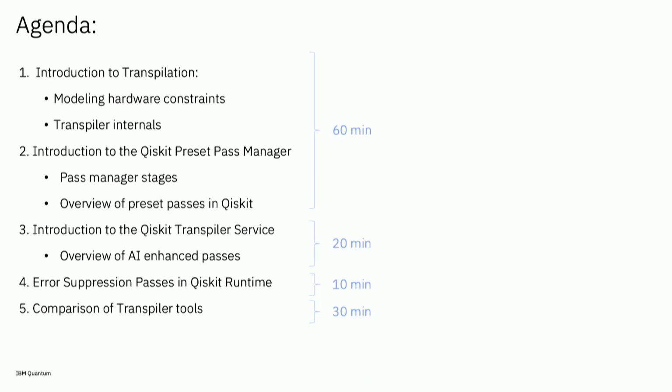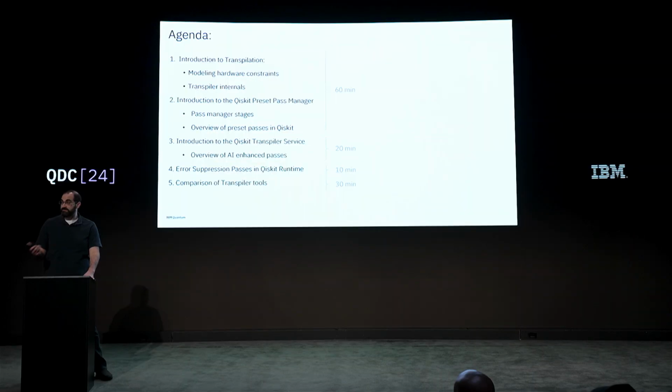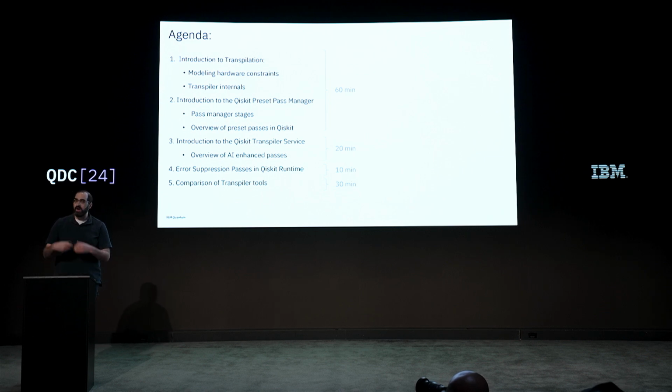So before we get started, here's a brief agenda of what we're going to be talking about today. I'm going to start by talking for hopefully about 60 minutes about how Qiskit's transpiler works, how it's architected, and how the presets are all built. Then we're going to go into about 20 minutes on the transpiler service from David. Then Peter is going to talk about error suppression in Qiskit runtime. And finally, Elena is going to follow it all up and put it all together with a comparison of all of these tools and why you would use them.